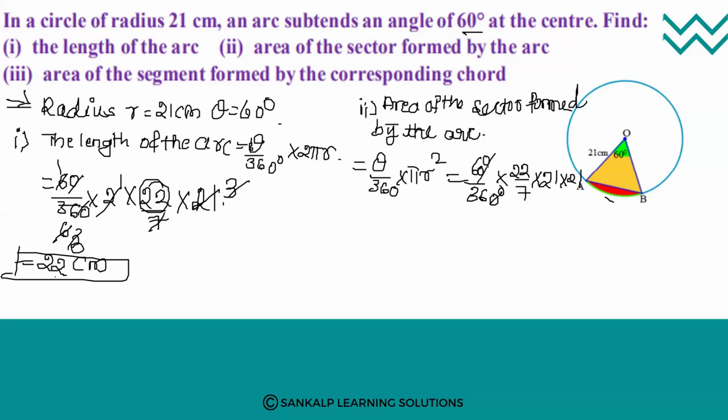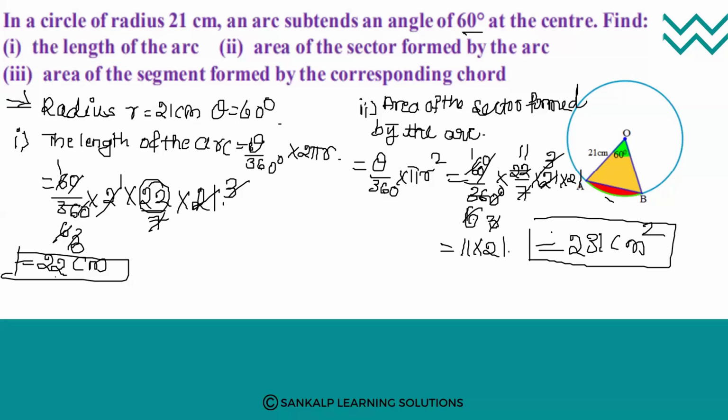So the zeros will get cancelled. 6 ones are 6, 6 sixes are 36. Again, 2 threes are 6, 2 sevens are 14 and 7 threes are 21. 3 and 3 will get cancelled. Finally, you will get 11 into 21. So 11 into 21, if you do the calculation, you will get 231. Yes, 231 centimeter square. This is the area of the sector, right?